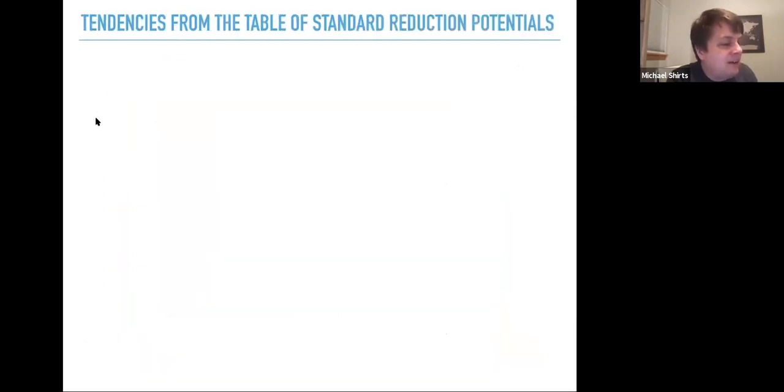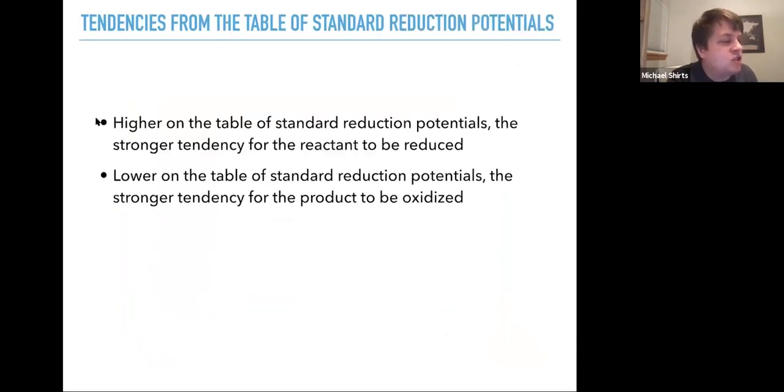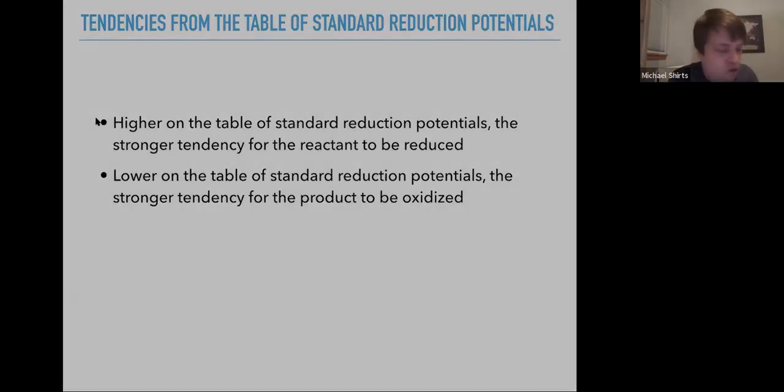So some tendencies from this table. The higher on the table of standard reduction potentials, the stronger the tendency for the reaction to be reduced, i.e. things like halogens, the highly oxidized compounds like permanganates, perchlorates. Lower on the table of standard reduction potentials, the stronger the tendency for the product to be oxidized, like sodium, potassium, group 1, group 2 metals.